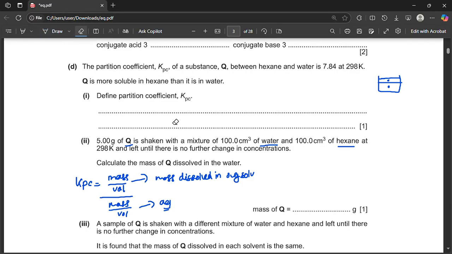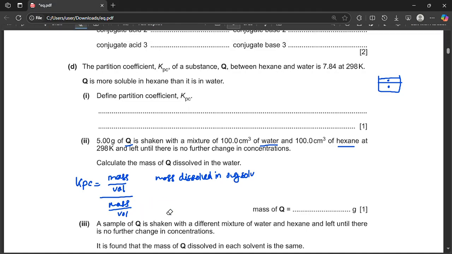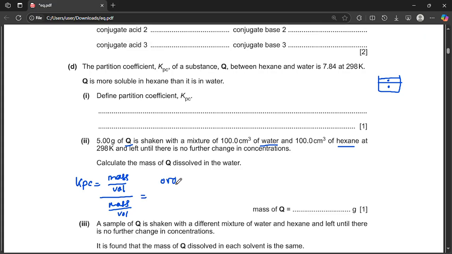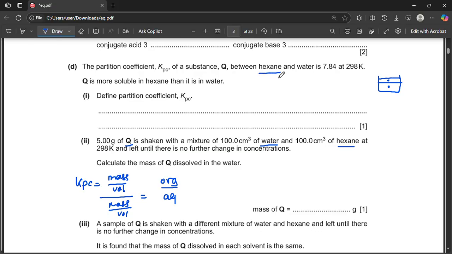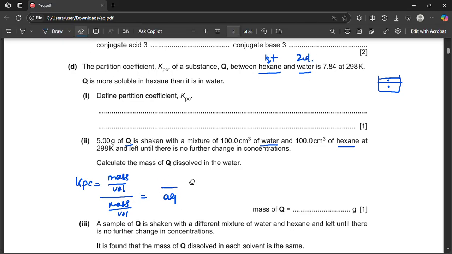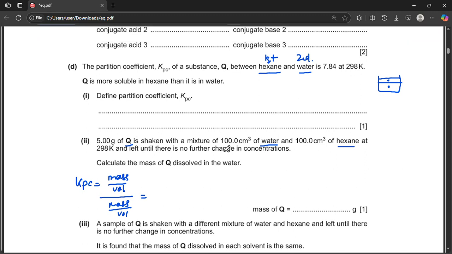Now, to use this formula properly, first of all, this is a rule: it is organic over aqueous. Here, for example, in this question, they mention hexane and water. So hexane should be first, and water should be second. That's how it always should be, okay? And the second thing is, they will normally give you the volumes that you're going to be using. They're also going to give you the total mass.